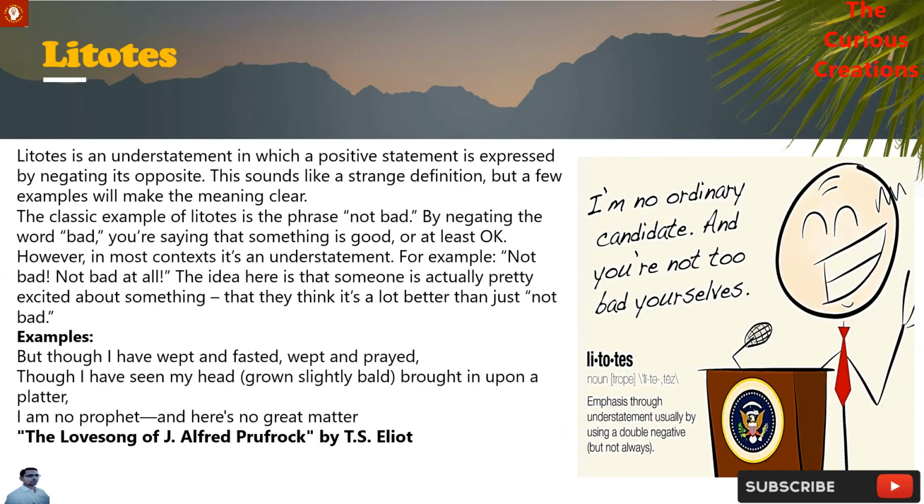After paradox, we have litotes. Litotes is an understatement in which a positive statement is expressed by negating its opposite. This sounds like a strange definition, but a few examples will make the meaning clear. The classical example of litotes is the phrase "not bad." By negating the word bad, you are saying that something is good or at least okay. However, in most contexts, it's an understatement.